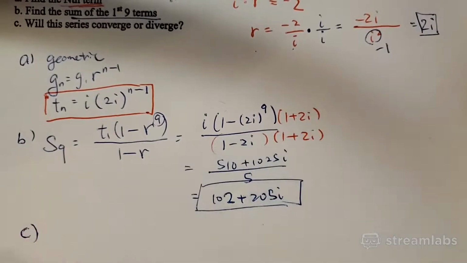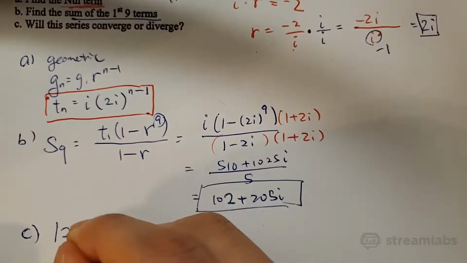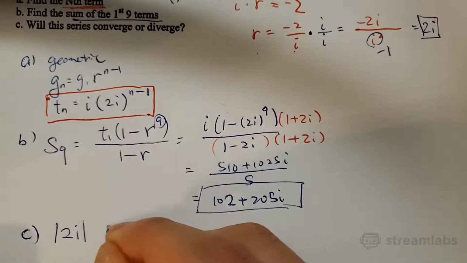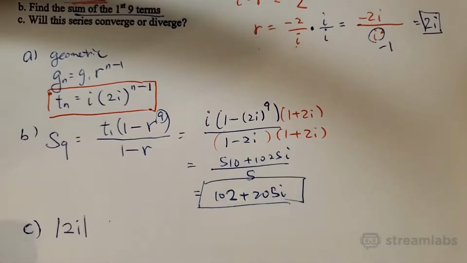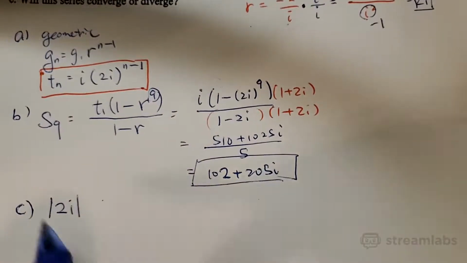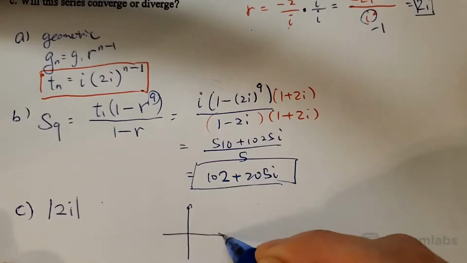Part C. All right. Does this converge or diverge? So that means you want to look for, how does this work? Remember the absolute value of an imaginary number. If you forget, here you go.